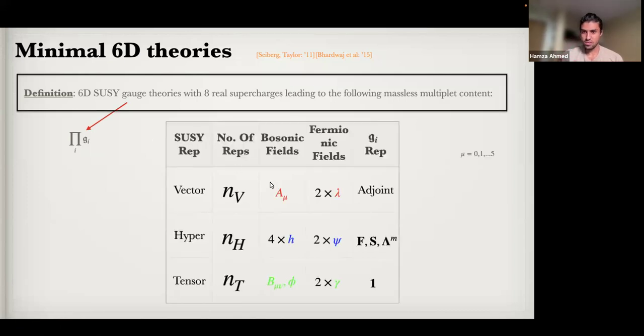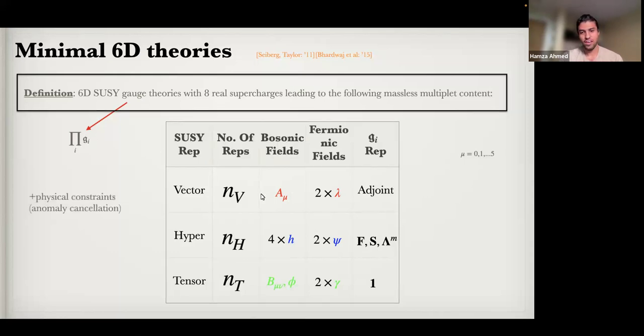And so the massless field content of these theories is fixed by supersymmetry. You have 3 different supersymmetry representations: the vector, the hyper, and the tensor representation. And you have these various dynamical fields in the spectrum. So you have a vector boson, and then you have some fermions, you have some scalars, and so on, which transform under some representation of this gauge algebra that I've associated to this theory.